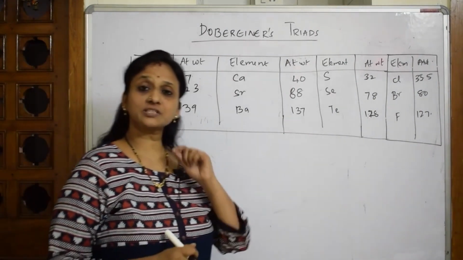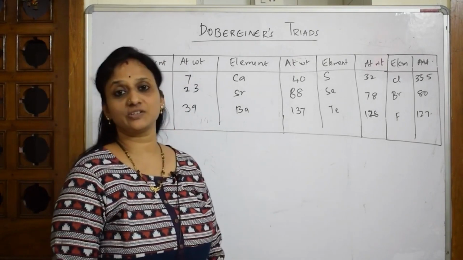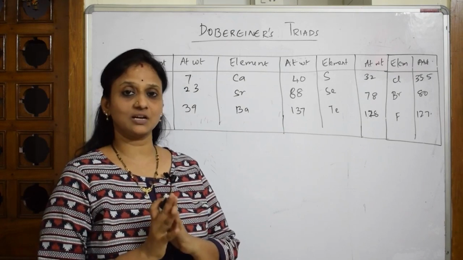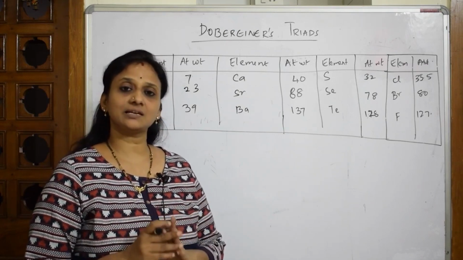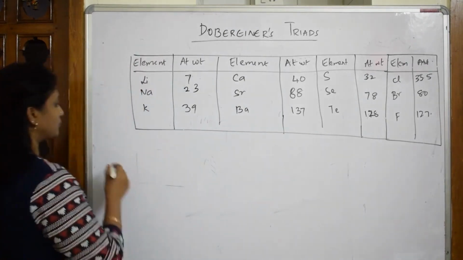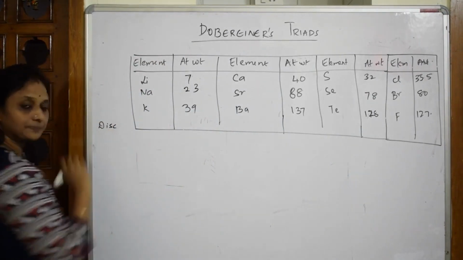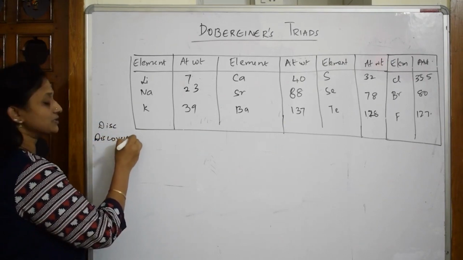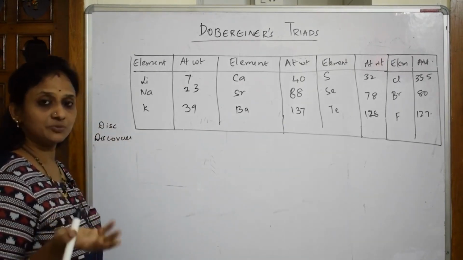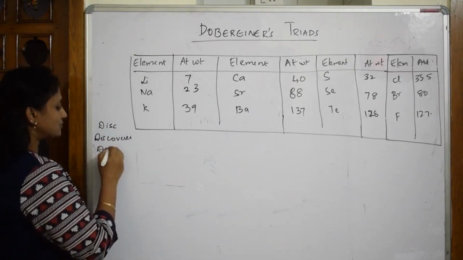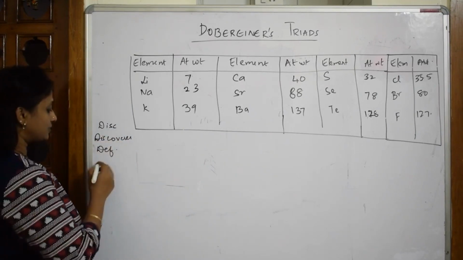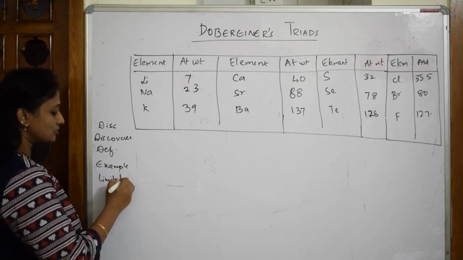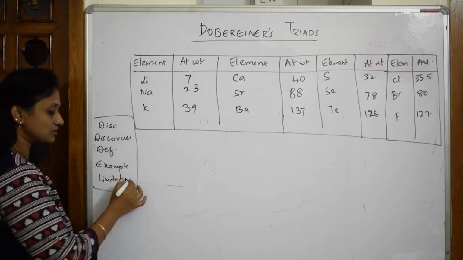Right. So after the discoveries, let us start with the first topic, that is Dobereiner's triads. What did he discover? Let us first learn how to write in the exam. So basically in the exam, there are three ways to mention. First of all, you should write when it was discovered. After that, you write the discoverer, which person discovered it, in which year. After that, you'll write the definition of that. After that, you'll write the example of that. And finally, you'll write the limitations. So this is very, very important for every concept you write.